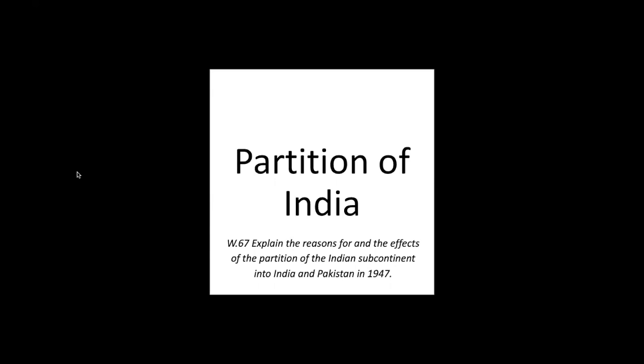So today we're going to talk about a few things in relation to world history. First thing we're going to talk about is the Partition of India, which is Standard 67, and it says explain the reasons for and the effects of the partition of the Indian subcontinent into India and Pakistan in 1947.